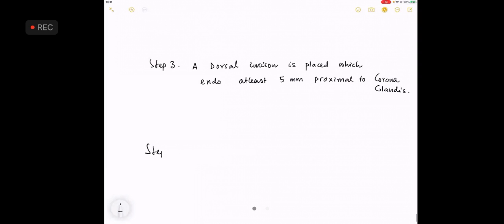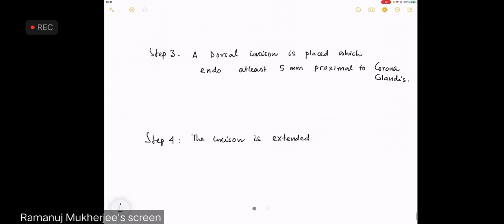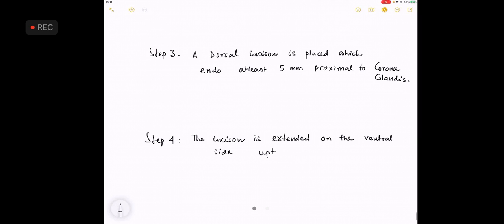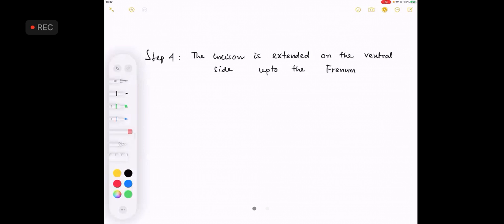The step 4 will be the incision is extended on the ventral side up to the frenum linguli. No, not frenum linguli, sorry. Up to the frenum, okay. What is this? I will make you understand by a picture.